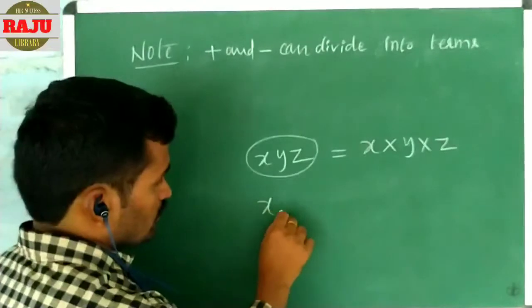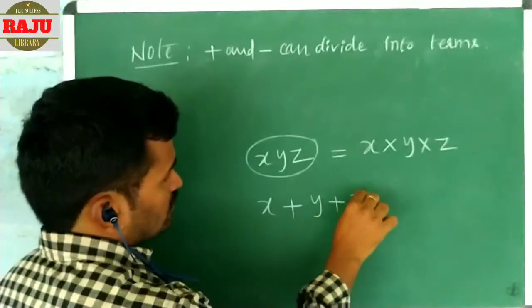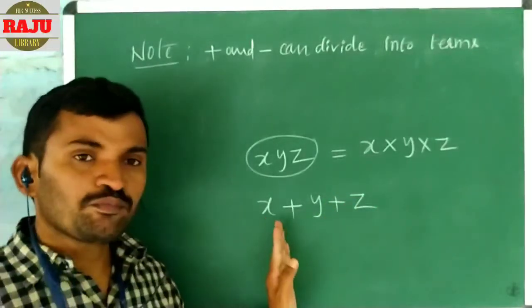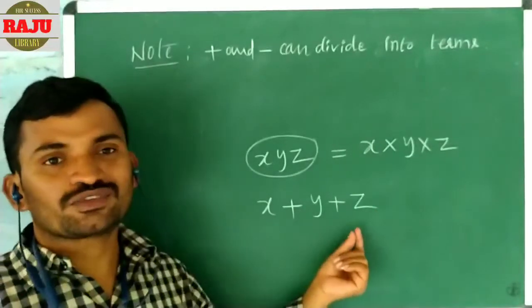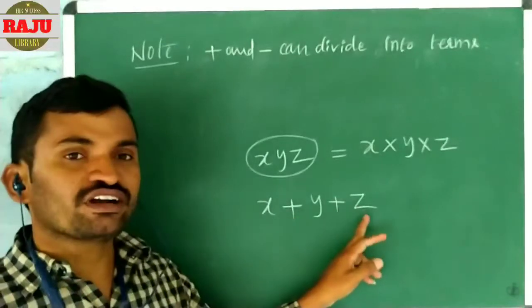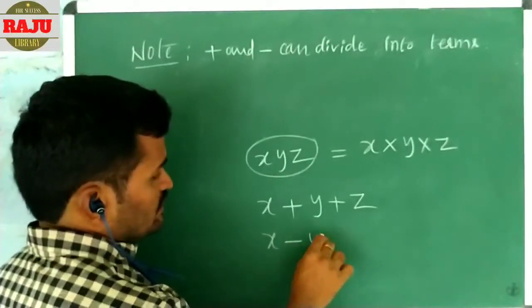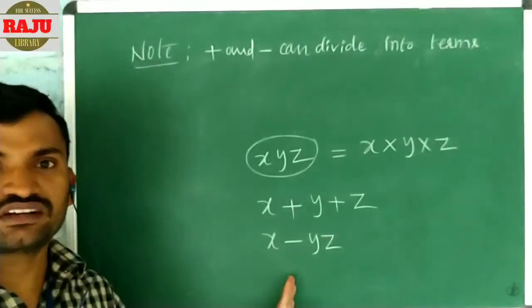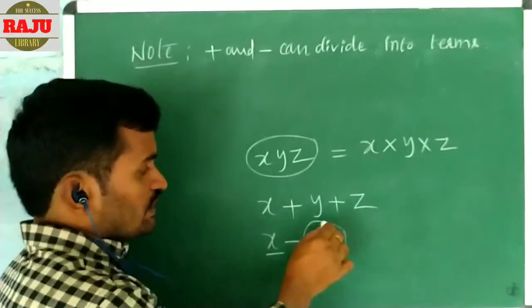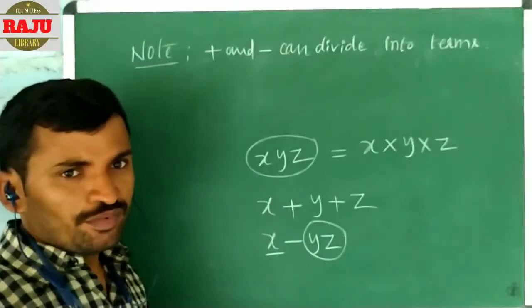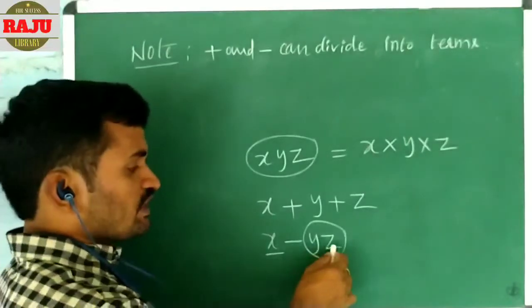If you take plus between x and y and z, see. Now, x plus y plus z. How many terms are there? Here, 3 terms are there. Why? Because this plus is dividing into terms. If you take x minus yz, how many terms are there? Here also 2 terms are there. x is the one term, yz is the single term. Why? Because in between y and z there is no plus or minus. So here yz is a single term.